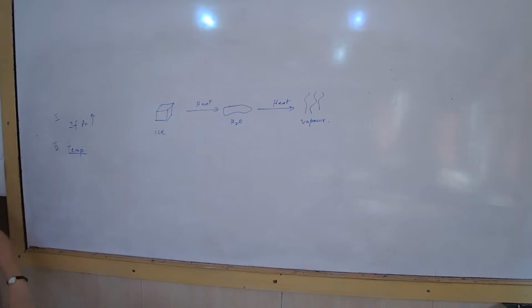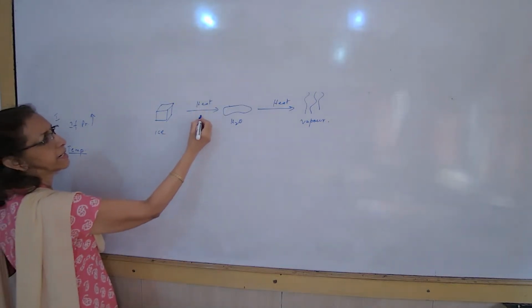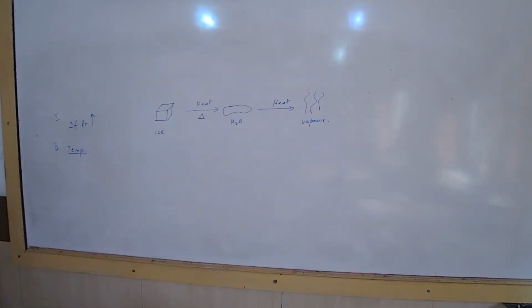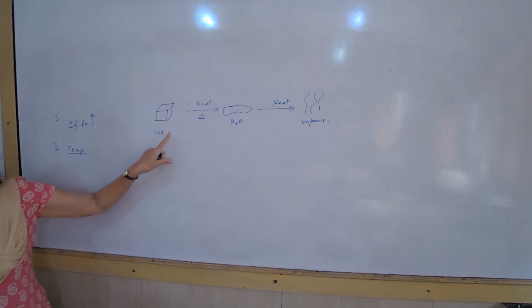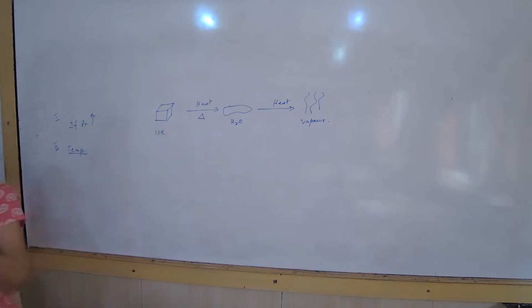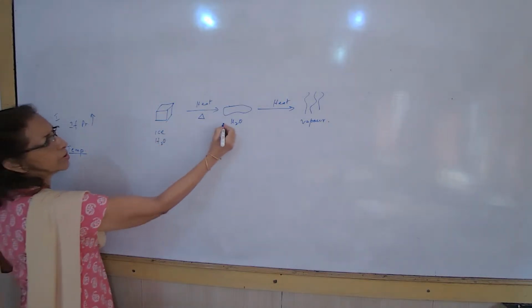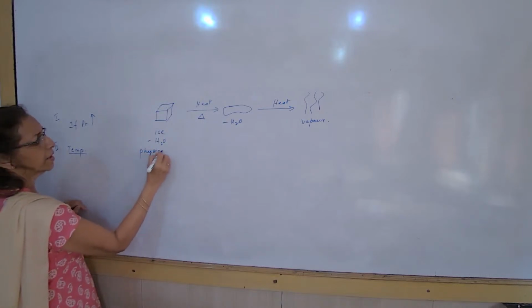Now who will answer my question? Why did ice become water when I put in heat? Heat can also be given by this small triangle. You know that. Not it. My question is, when I'm heating ice, it is changing into water. Is this a physical change or a chemical change? You know that it is a physical change because this is also H2O, this is also H2O, so therefore it is a physical change.